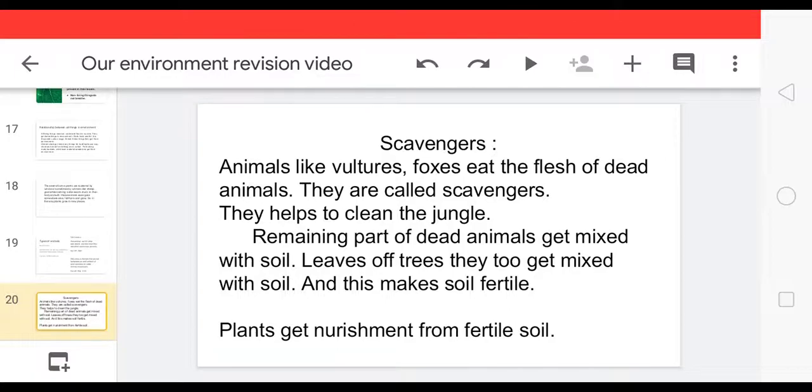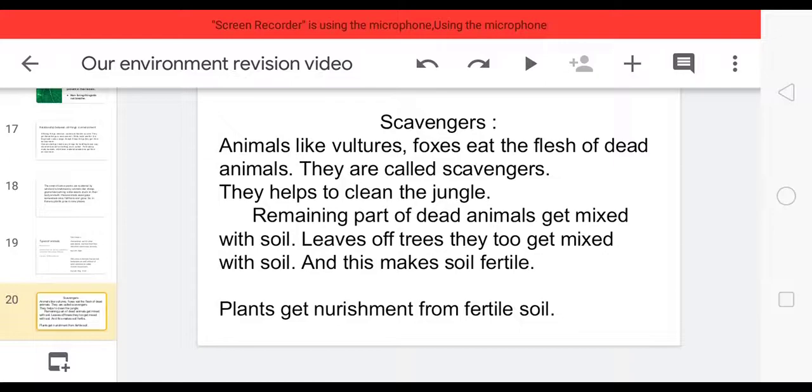See children, we learned about carnivorous. Carnivorous means the animals that kill other animals and eat their flesh. But in our environment, there are some animals that don't kill other animals, but they eat the flesh of dead animals, like vulture and foxes. They don't hunt other animals, but they eat the flesh of dead animals. They are called scavengers. For example, vulture and foxes.